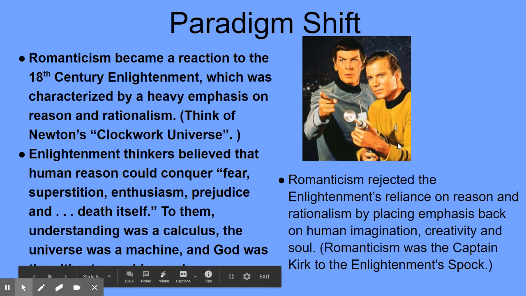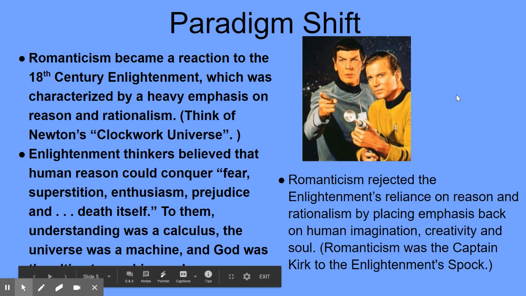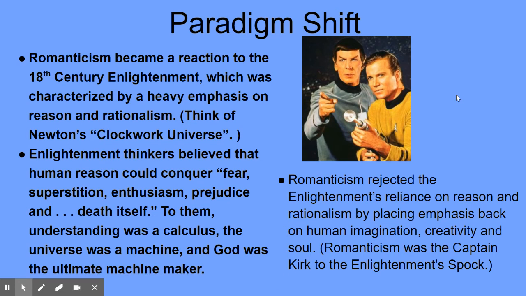Okay, so when we get to Romanticism, what ends up happening is that certain artists have had enough with the idea about reason being the answer and science being the answer to everything. Remember, the Enlightenment believed that reason could solve everything, right? And the universe was just this clock, set into motion with all the pieces working correctly, and then we're good. But Romanticism is going to reject the reliance on reason, and put the emphasis back on human emotion and human creativity and the soul, et cetera.